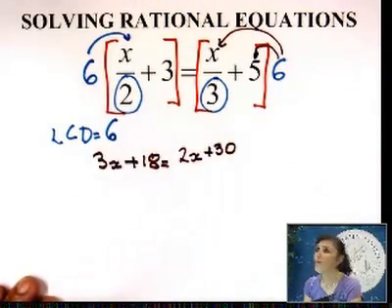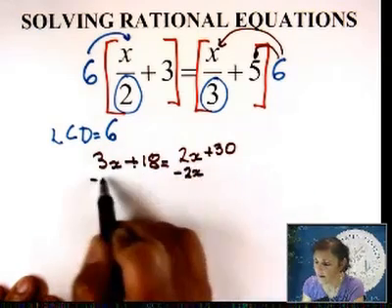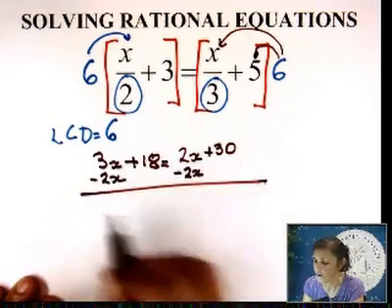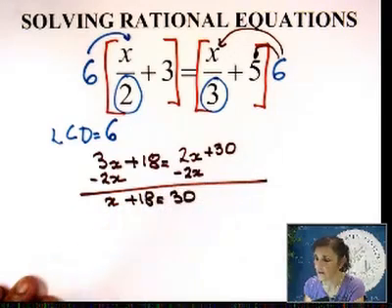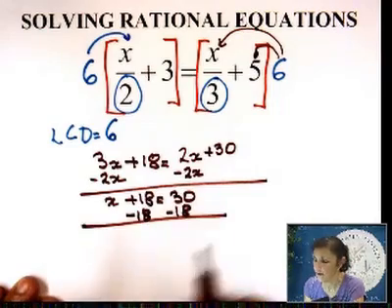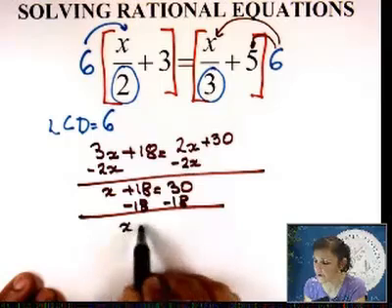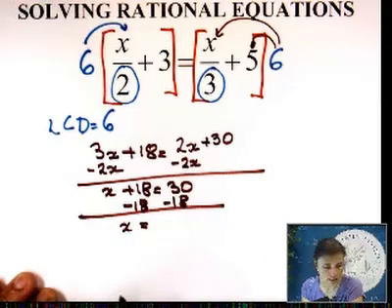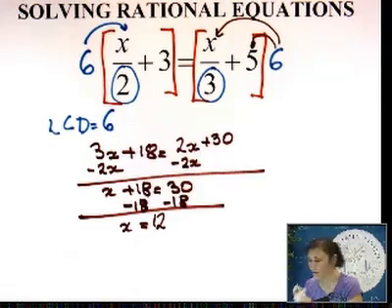Now, you have a beautiful equation without fractions. Take out 2x. You have x plus 18 equals 30. Take out 18. You're going to have x on the left, 30 minus 18, that's 12. You can always check your equation to see if you did it right.